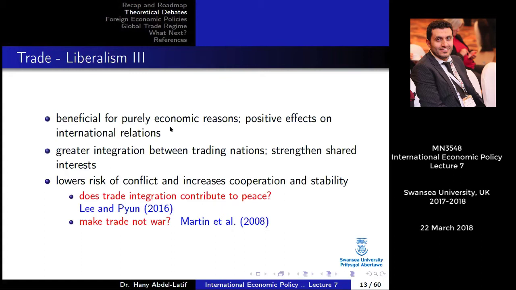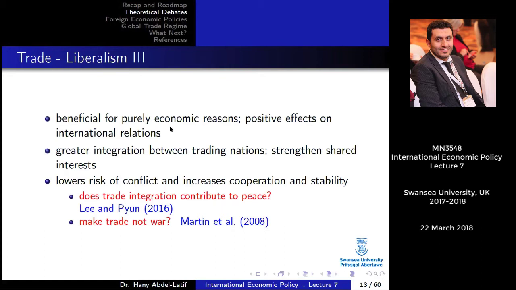So in terms of trade, if you have trade with your trading partners, you're less willing to be involved in this sort of conflict. That's why it lowers the risk of conflict and increases cooperation and stability. I referred to these two papers before, and I put them here again to ask you to please read these two papers.